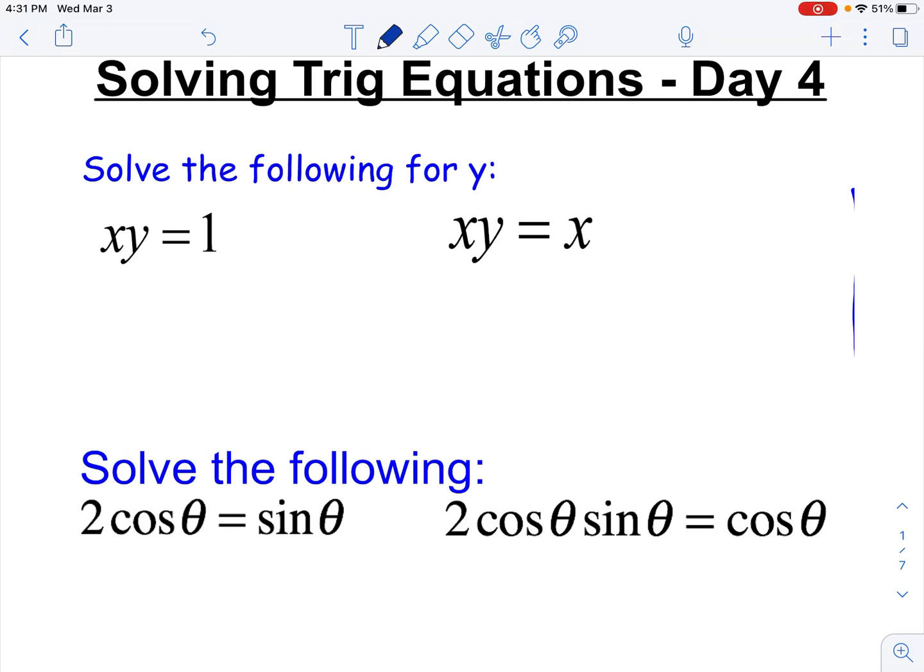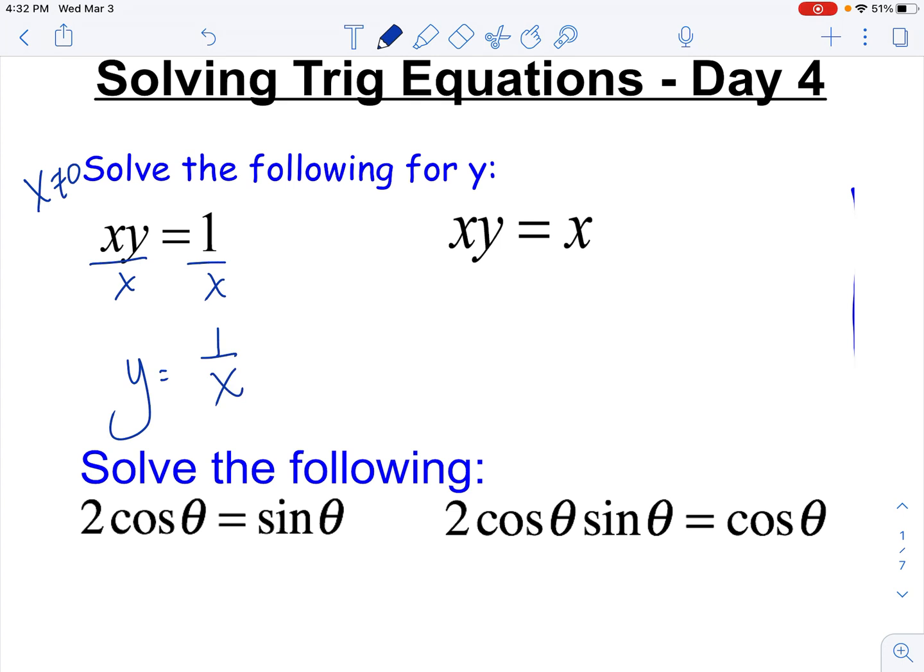All right, today we're going to take a look at our last day of solving trig equations. But before we do that, we're going to take a look at solving for y in these just algebraic problems. Here it is absolutely possible to divide both sides by x, provided that we know that x is not 0. So here I can get y equals 1 over x, and we're good to go.